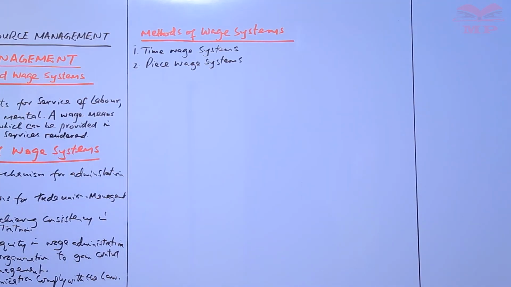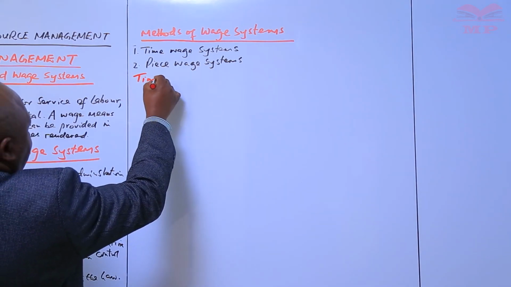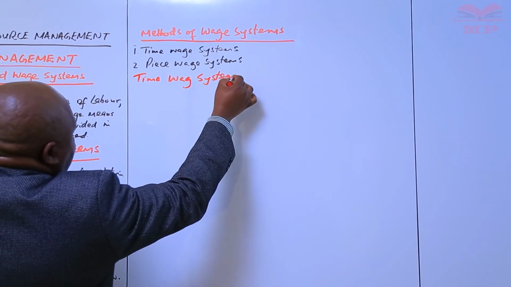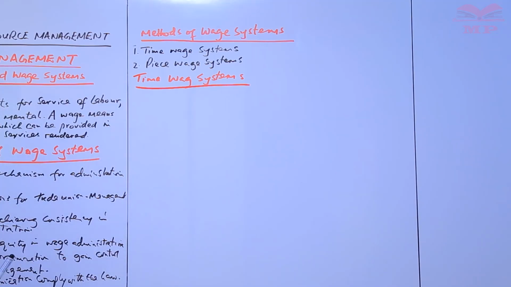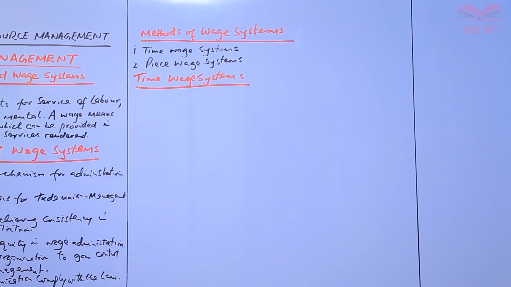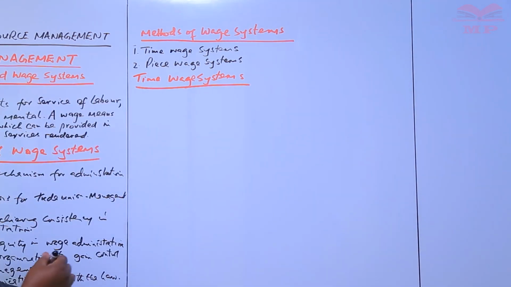So we can have a look at the time wage systems. So time wage systems, the way the word suggests, this is where an employee is compensated based on the duration of time that employee has spent in the workplace.